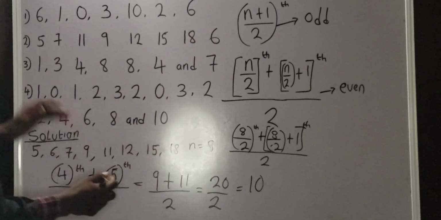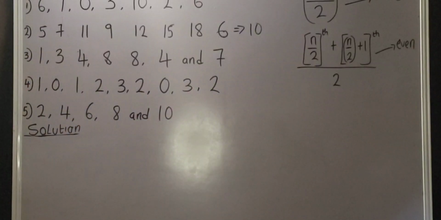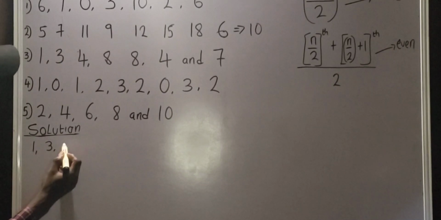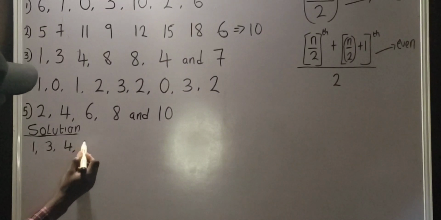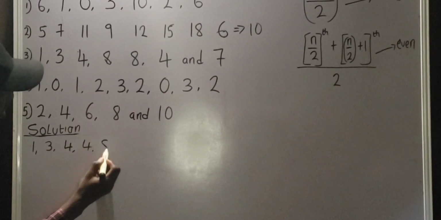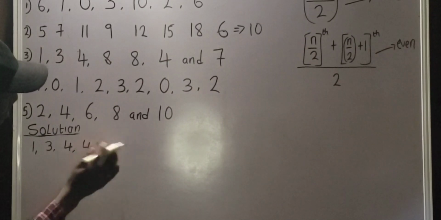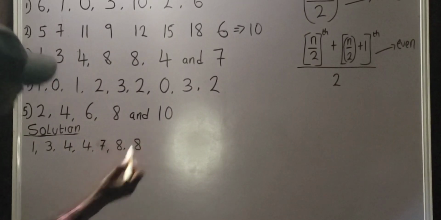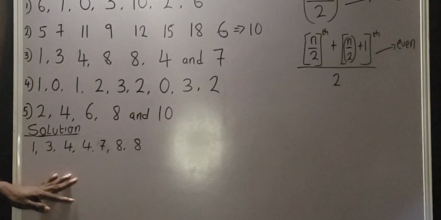You understand? So let's find the median of the third question. The first step is that we are going to arrange this data set in ascending order. Are you getting it? So I'm going to have 1, 3, 4, 4, no, not 8, that's 7. The next numbers are 7, 8, 8. You understand? I've already arranged the data set in ascending order.